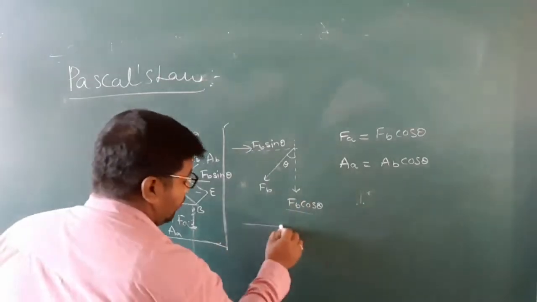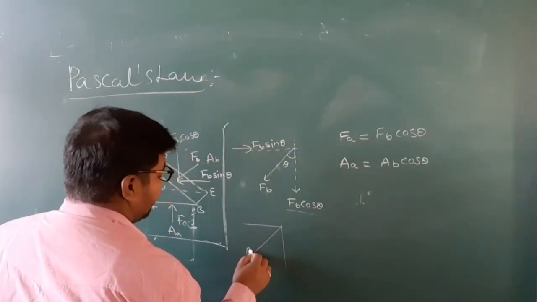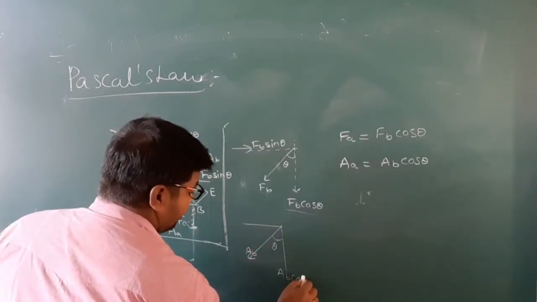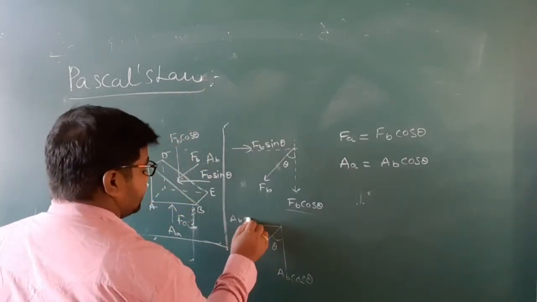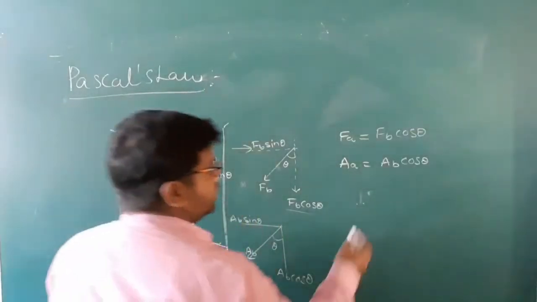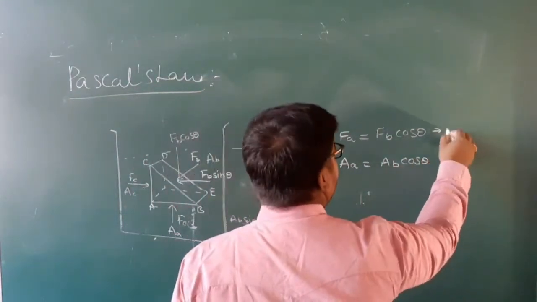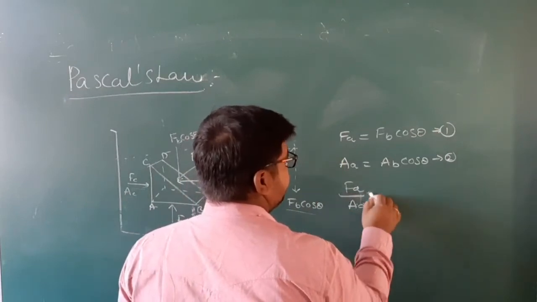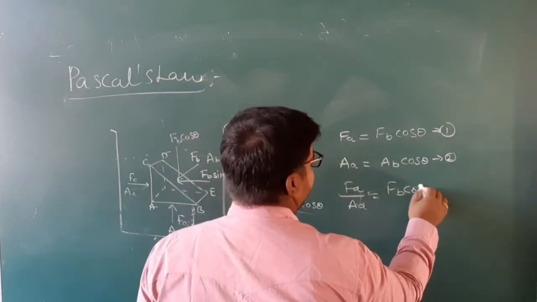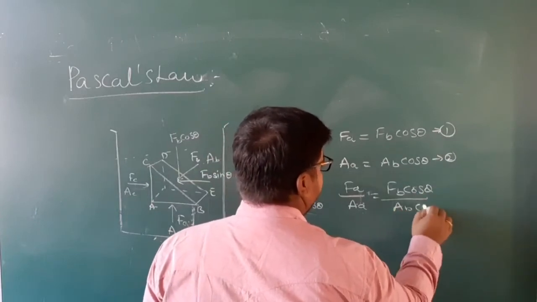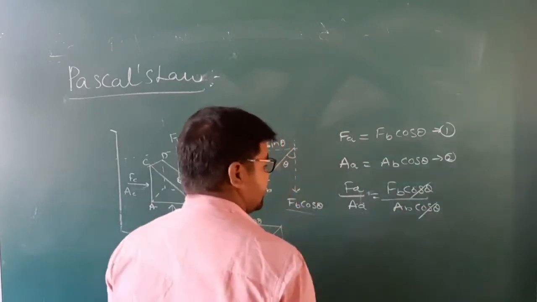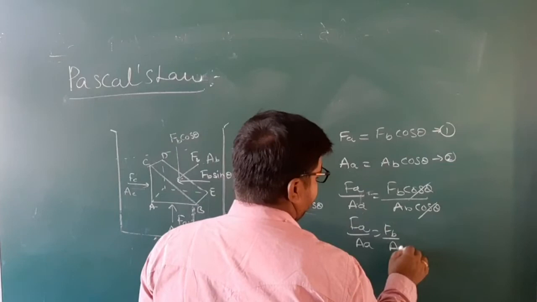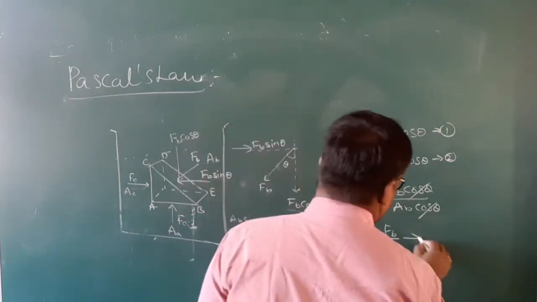Now for area B we get AB cos theta and AB sin theta. So FA by AA is equal to FB cos theta divided by AB cos theta. Cos theta gets cancelled, so FA by AA is equal to FB by AB. This is equation 3.